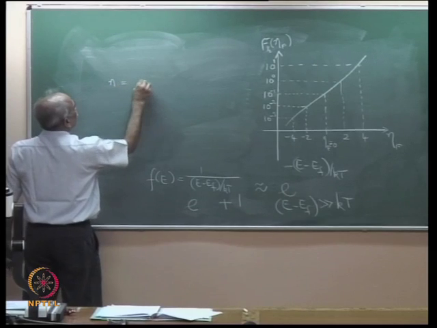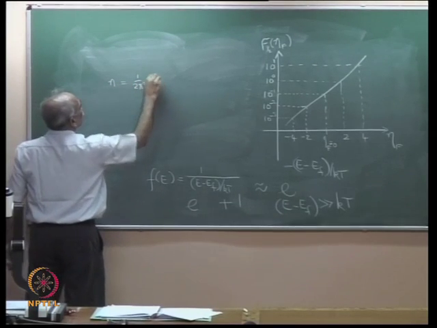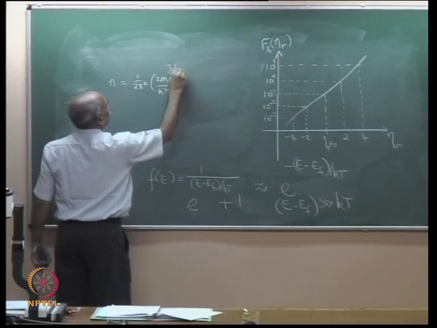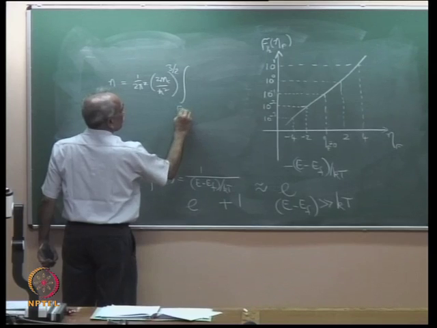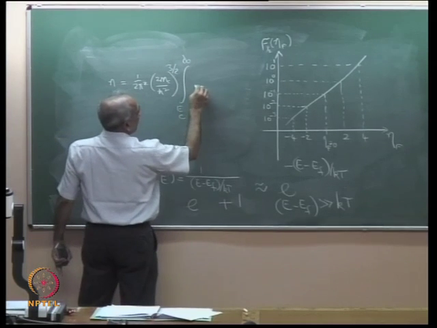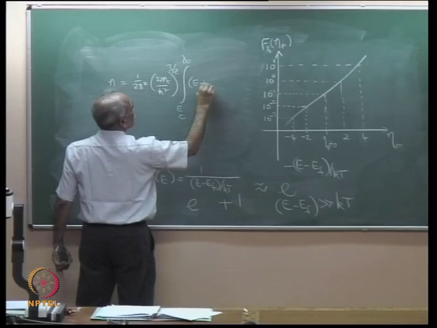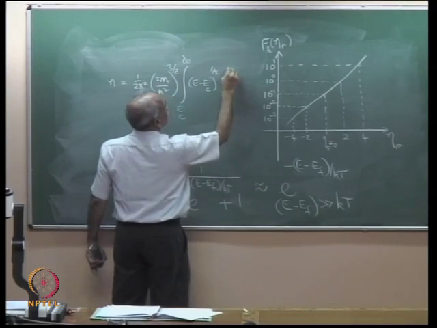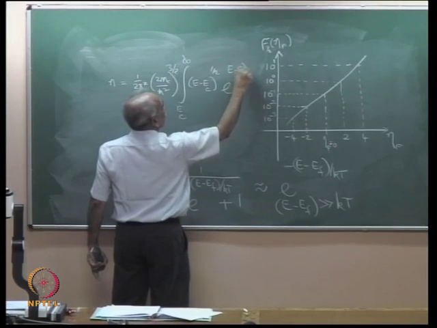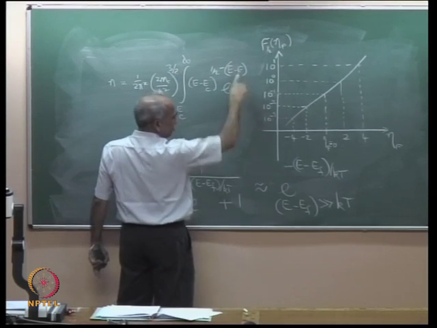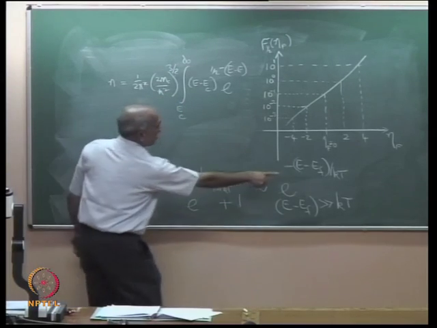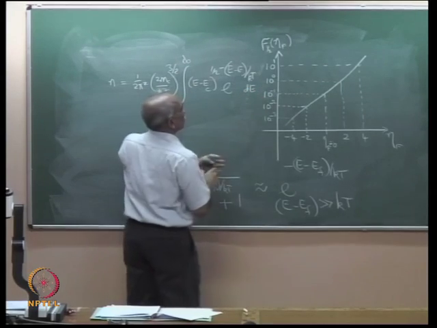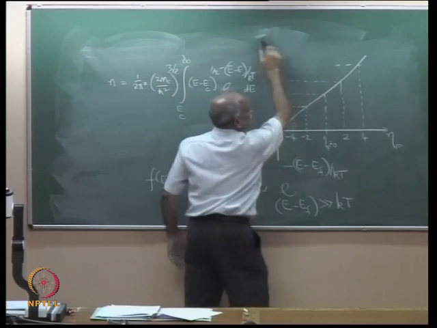Then n is equal to all those constants, 1 over 2 pi squared, (2 mc by h cross squared) to the power 3 by 2, into the integral from EC to infinity. We had rho of E, which is (E minus EC) to the power half, into e to the power minus (E minus EF) by KT, dE. Let me erase this. It's not required. Let me rub this off.